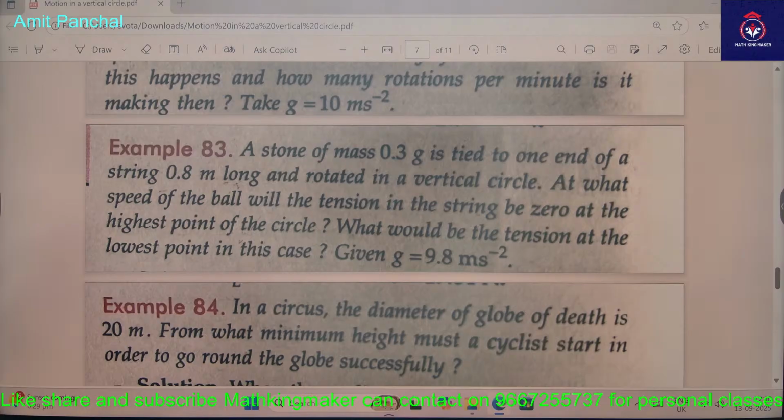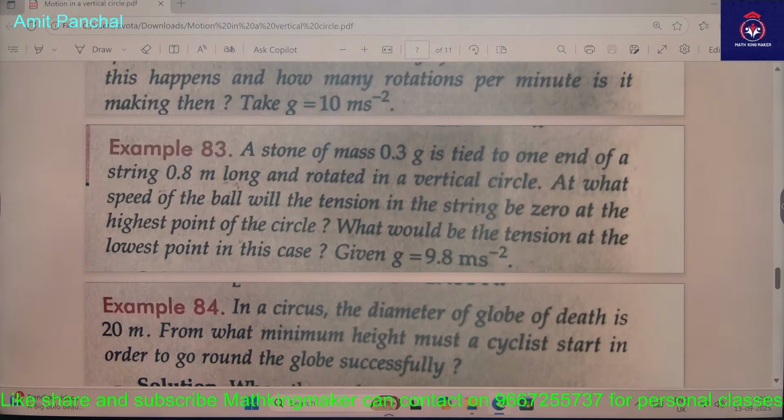mv square by r is equal to 0, right? Why? Because the tension should be 0, right? Tension at the highest point is 0. Sorry, mv square by r plus mg should be equal to 0. mv square by r is always the resultant force. At the highest point, T plus mg will be mv square by r. How do we find T? We need to find T.